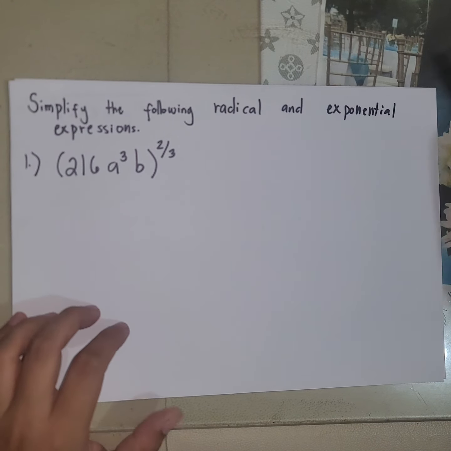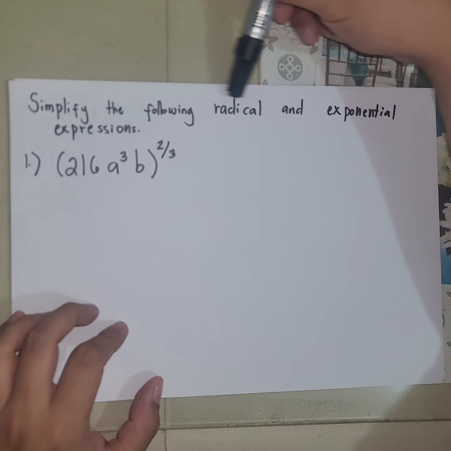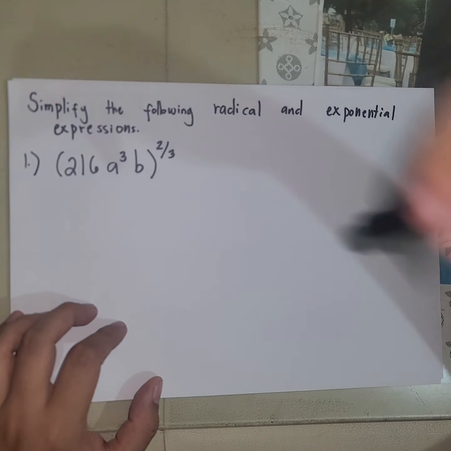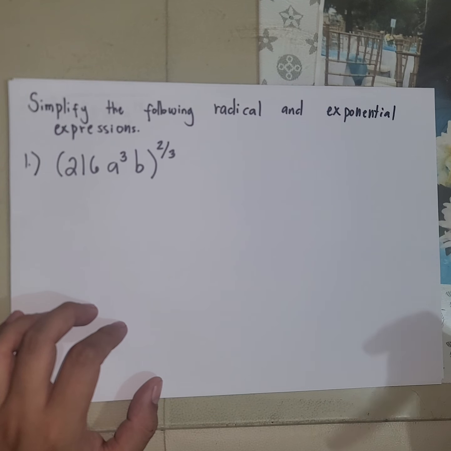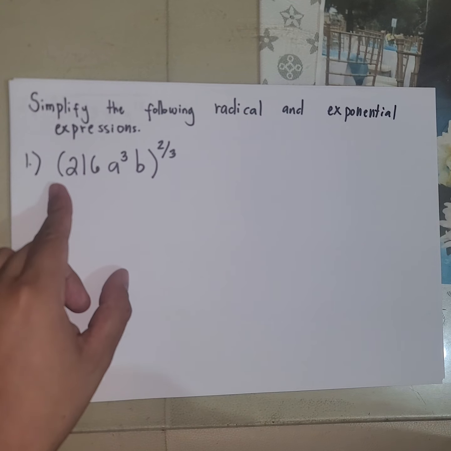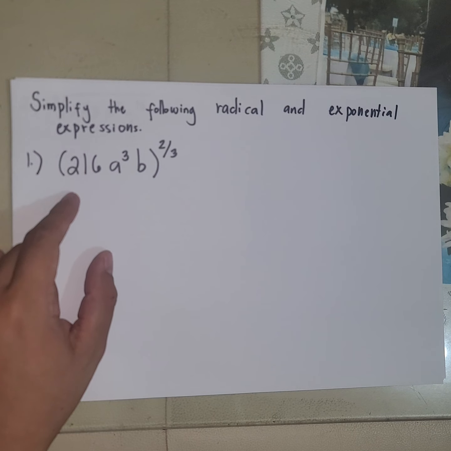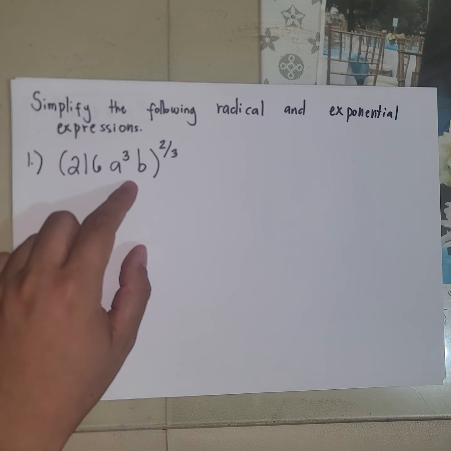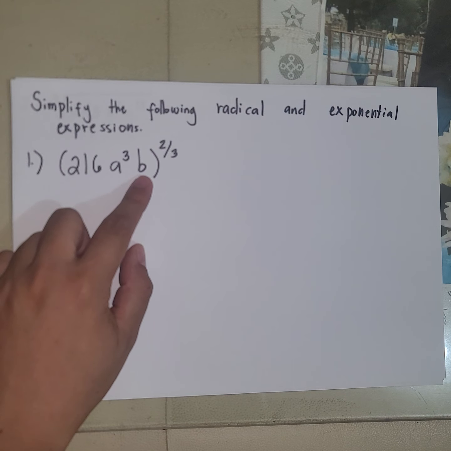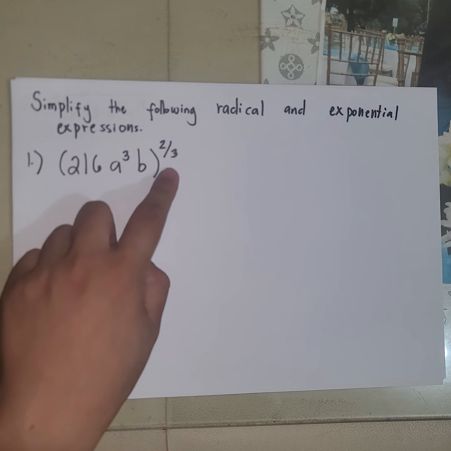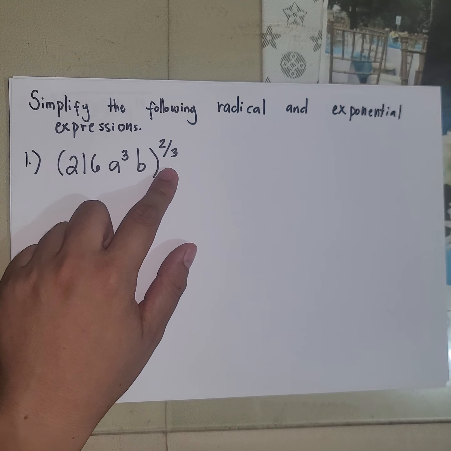Okay. This time, we are going to simplify the following radical and exponential expressions. So, umpisa na natin. We have number 1: 216 a raised to 3 b, the whole expression raised to 2/3.